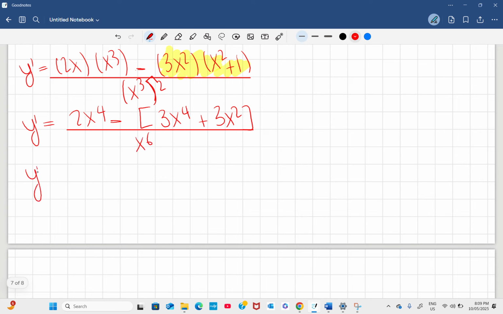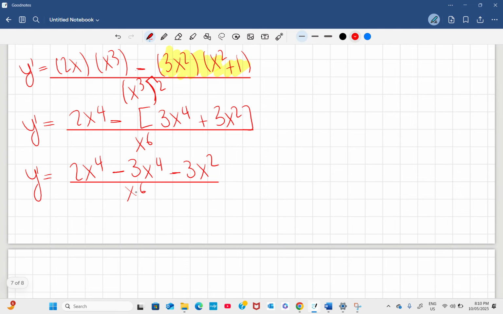Now, what am I going to do? I'm going to distribute the negative. So the 2x to the power of 4 is going to stay the same. Negative times positive is going to be negative 3x to the power of 4. The negative times positive is also negative 3x squared all over x to the power of 6.